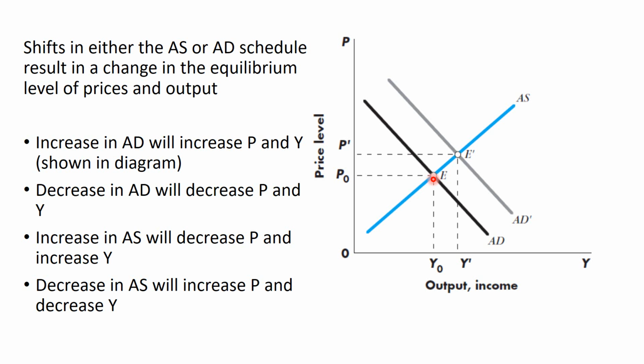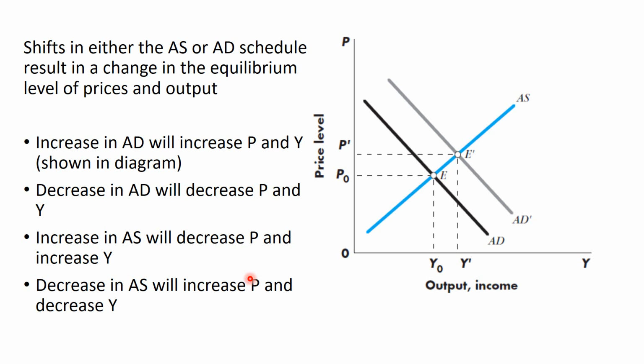What I suggest you do is draw out those 4 different possibilities, and they're described here in the slides: an increase in aggregate demand, a decrease in aggregate demand, an increase in aggregate supply, and a decrease in aggregate supply. And I suggest that you draw these out and see if you can establish that indeed the prices and the level of output will change in the directions which are shown in the slide.